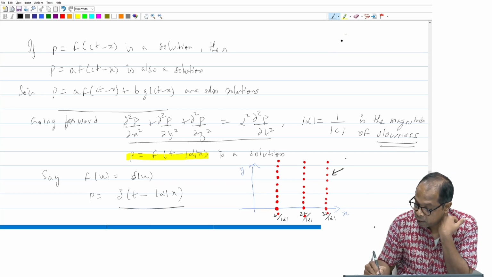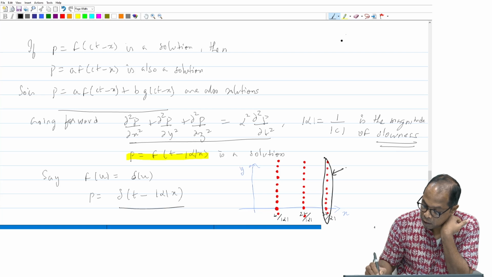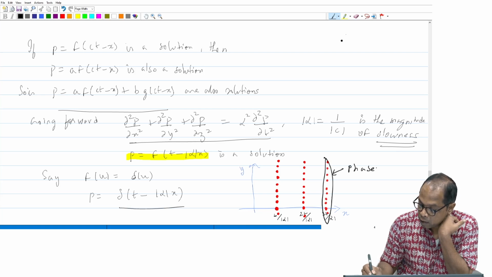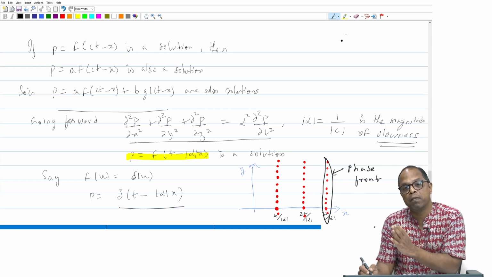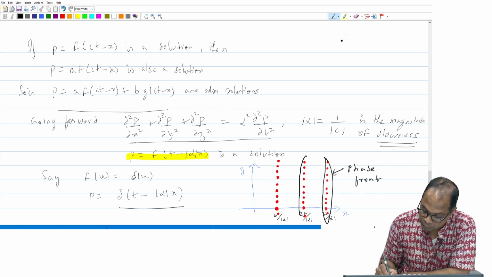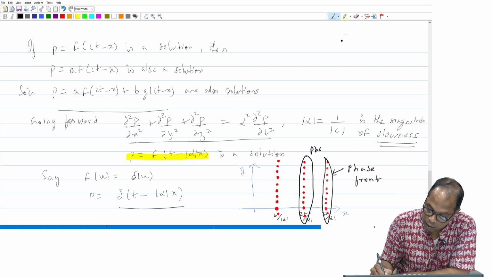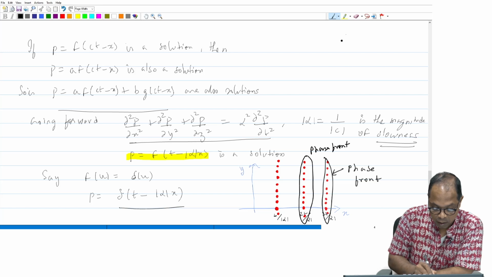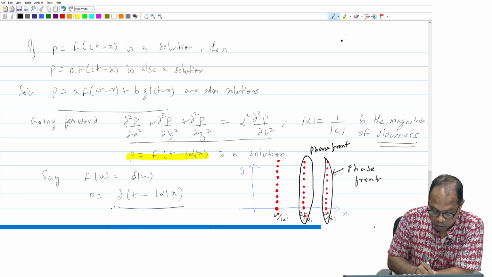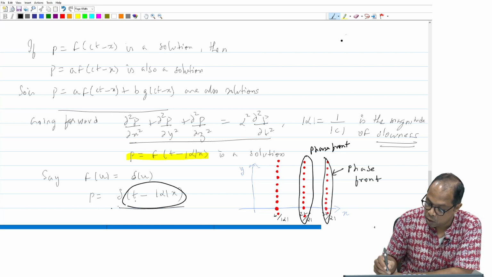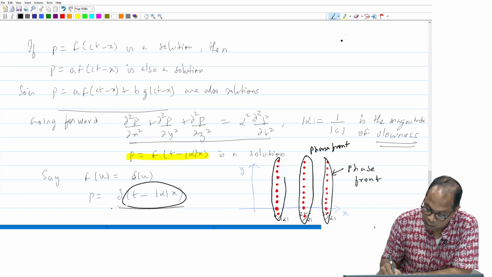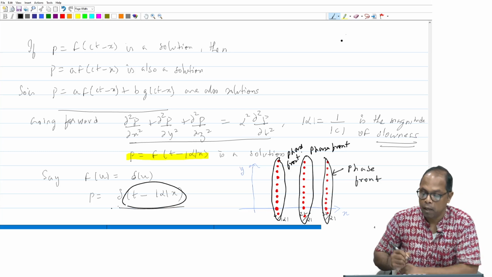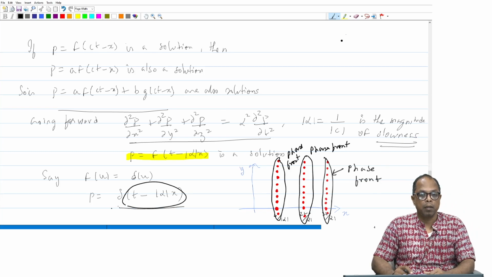Now, this line here, where that denotes the position of the wave, is called a phase front. Now, this is another phase front. The argument of your pressure wave, this t minus alpha x, is constant here. So, this is again called your phase front. So, that's your concept of the phase front.